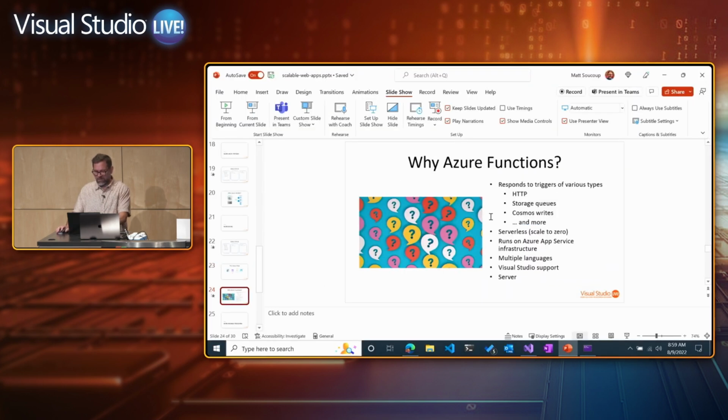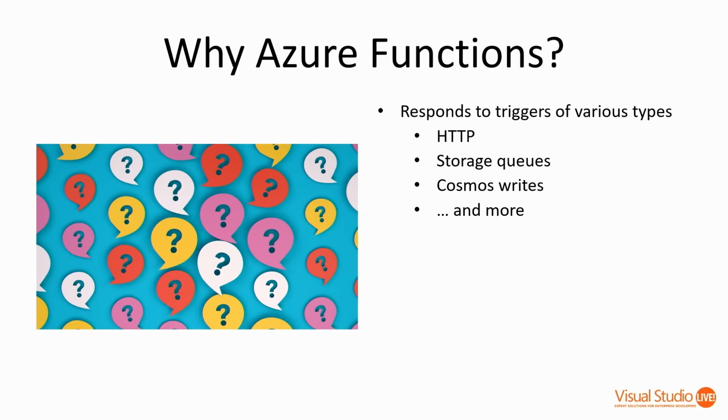And actually, let's talk about this. Why Azure Functions? Responds to triggers of various types. And so this is neat. Azure Functions has a lot of stuff built into it that you don't have to worry about. So you can actually call it with HTTP triggers, and it just works. You can build a web API off of Azure Functions. Storage queues, like what we're going to show. Something gets hit to a queue, it's automatically going to kick off and be able to process that queue message for you. Cosmos DB writes, hits a Cosmos DB, works.